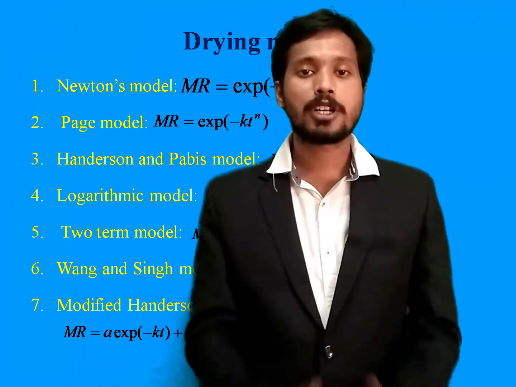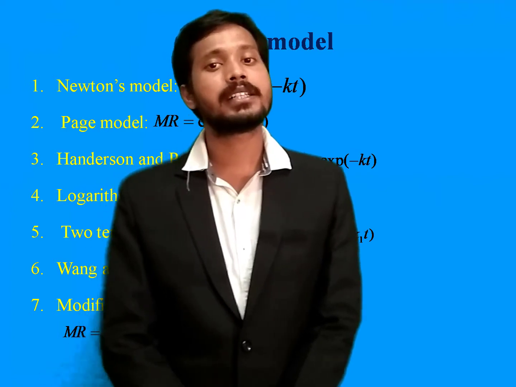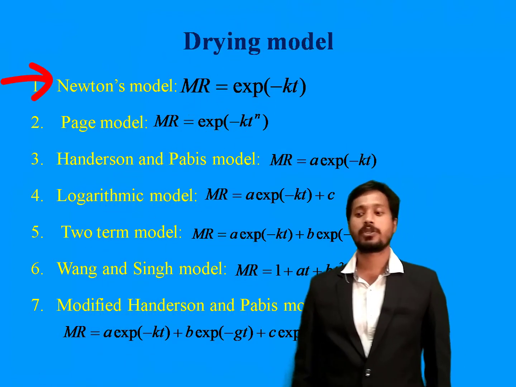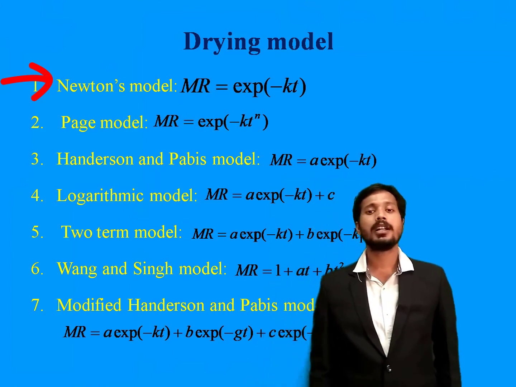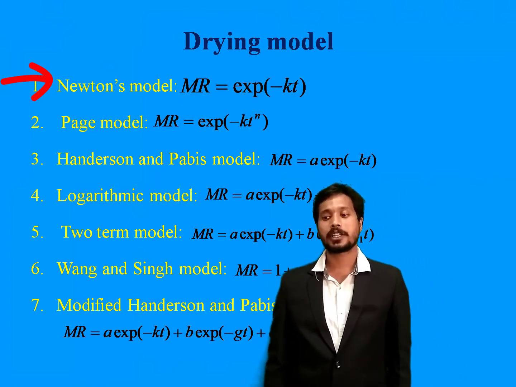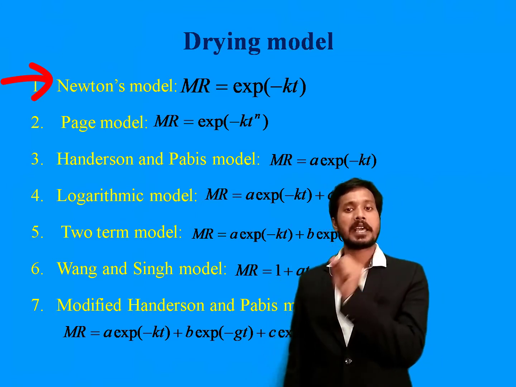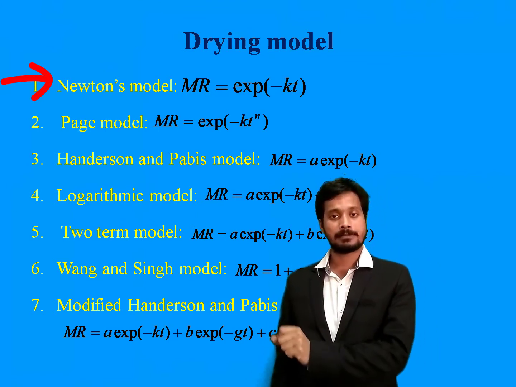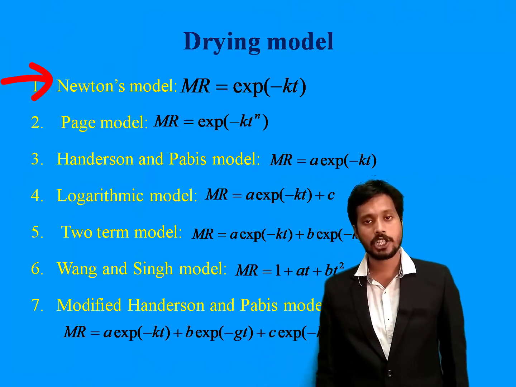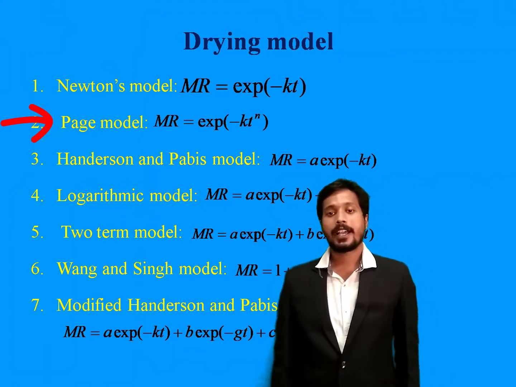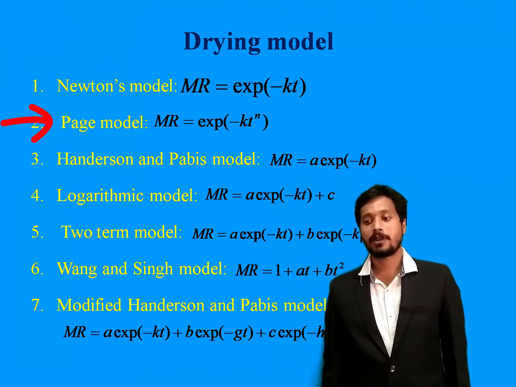So there are a number of experiments that have been done till now. So I'll just give some model formulas. You just try to remember them. Newton's model: moisture ratio MR equals exponential of minus kt. What is MR? MR is M minus Me by M naught minus Me. This is called the moisture ratio.